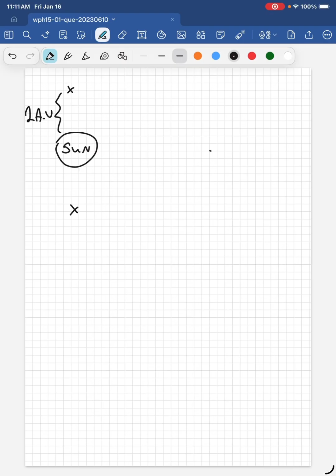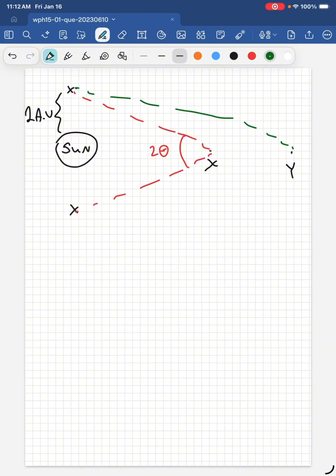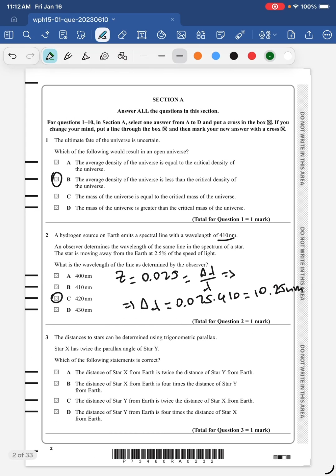So they are telling us that you have star X, which has some trigonometric parallax. Let's use red. This is the parallax of star X, right? And it's twice the parallax angle of star Y. So this means that Y is further back, right? So this will be star Y, okay? So let's call this theta, okay? So let's go see the options. I hope this makes sense.